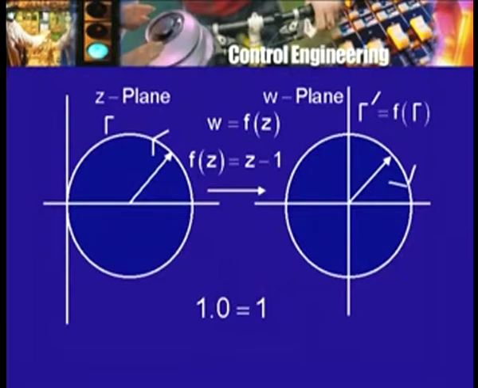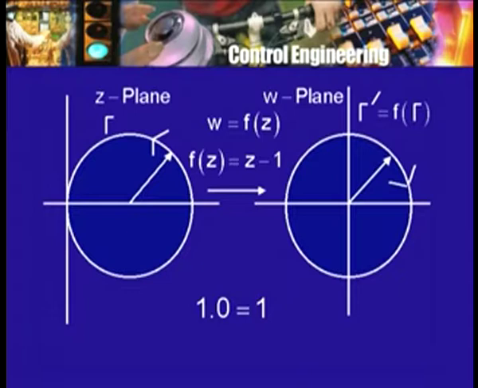So here is a contour in the z plane, and let me choose the contour as a unit circle, but centered around the point 1 plus j0 with radius 1, and I am going to choose for the function f simply z minus 1 as we did earlier. So what will be the map or image of this contour in the w plane? As we saw, we are simply subtracting 1 from z, so this whole circle will shift by 1 unit to the left, and therefore the image will be the unit circle in the w plane centered at the origin.